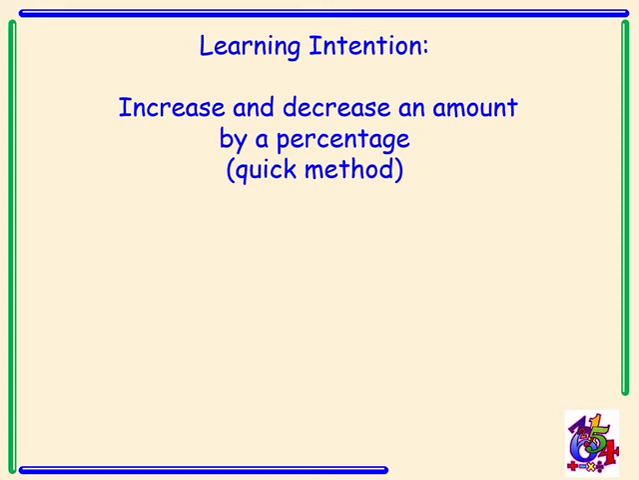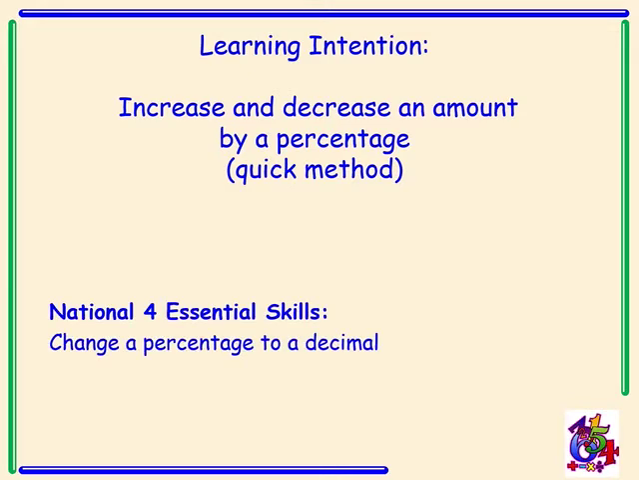Today's learning intention is increasing and decreasing an amount by a percentage, and we're going to look at a quick method of doing this. The National 4 Essential Skills are changing a percentage to a decimal and rounding to 2 decimal places. We round to 2 decimal places when we're dealing with money calculations.